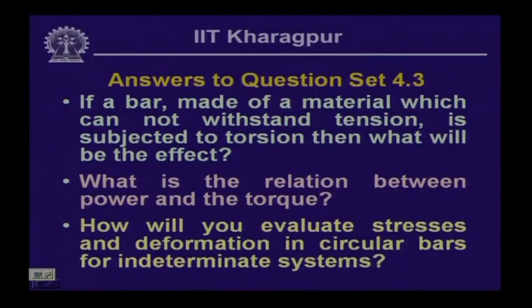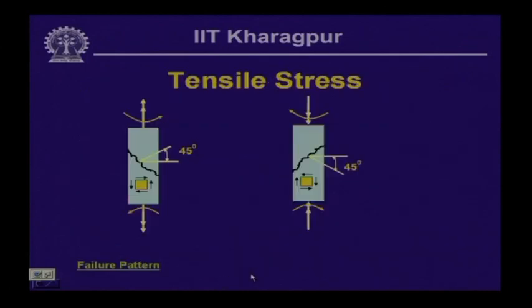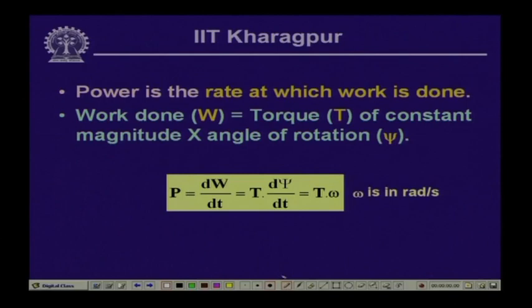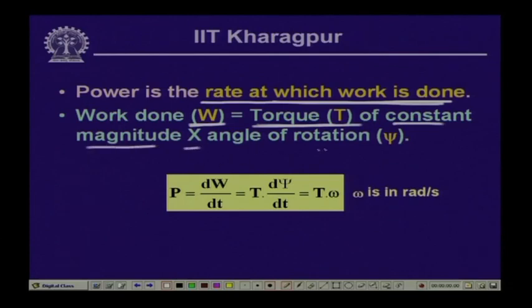Now, the second question is, what is the relation between the power and the torque when a shaft is subjected to a twisting moment. Now, in the last lesson we had looked into that power is generally defined as the rate at which work is done. Now, when we apply a twisting moment to a shaft, then the work done W may be defined as the torque, which is of constant magnitude, multiplied with the angle of rotation psi.